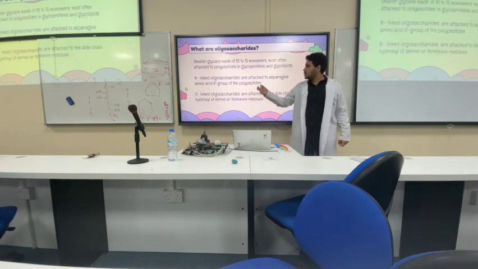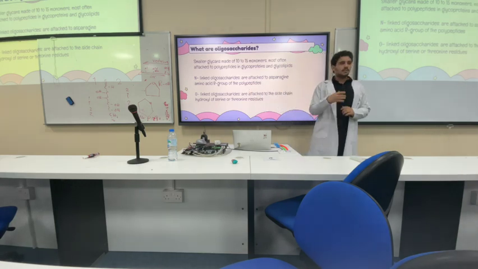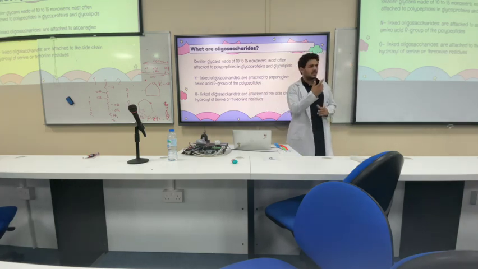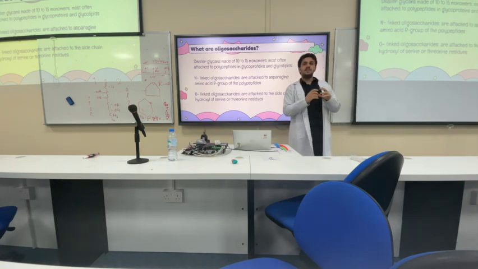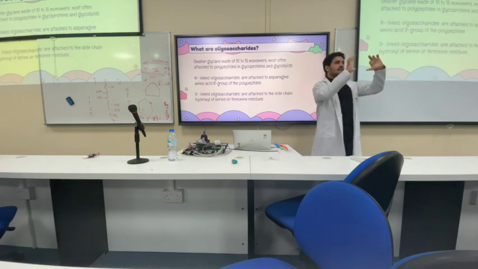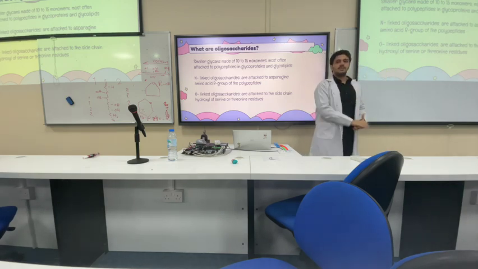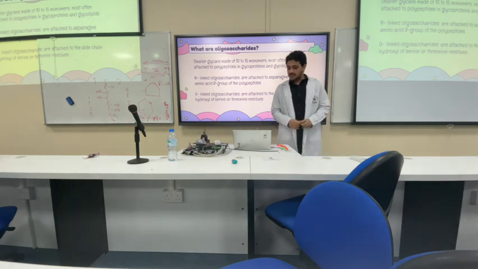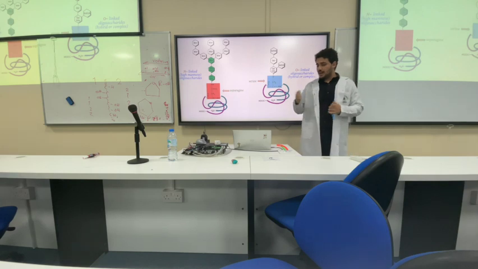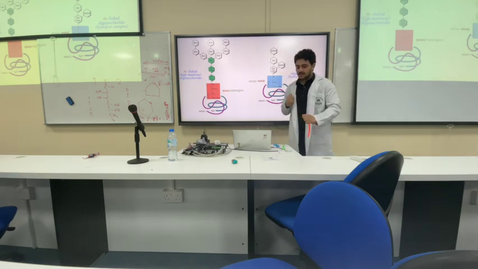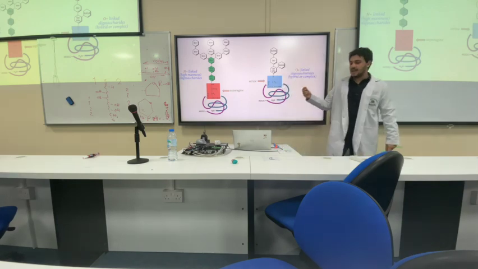N-linked oligosaccharides and O-linked oligosaccharides. Now, I remember in the first quiz, in the midterm, they brought us a question. They showed us an image of an oligosaccharide, and they said, "What type of oligosaccharide is this? Is it N-linked or O-linked, and which one exactly?" Now let us discuss how they are different. Let's look at this picture. All right, let me use blue as O-linked, red as N-linked.